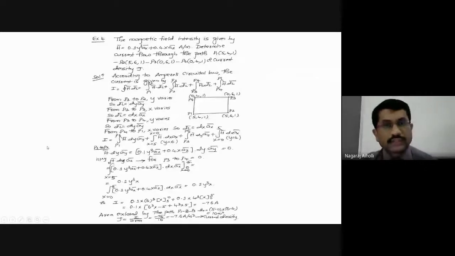Let us move on to the fourth example. This example I will just try out for homework. The magnetic field intensity is given by H bar is equal to 0.1 y cube ax bar plus 0.4 x az bar ampere per meter. Determine the current flow through the path P1 of (5,4,1) to P2 of (5,6,1) to P3 of (0,6,1) to P4 of (0,4,1), and the current density J bar. Note down the problem statement. Take it for homework.